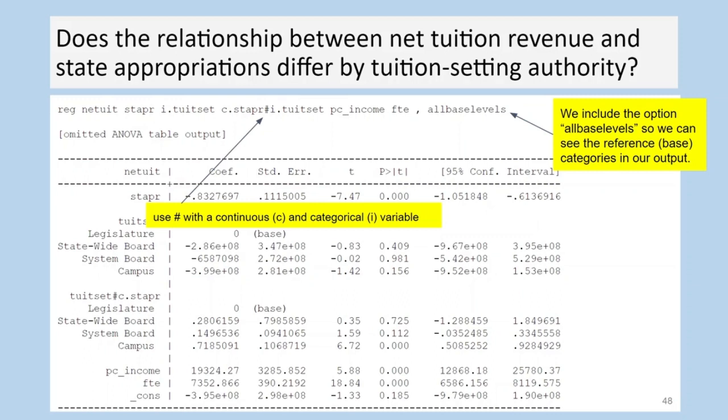Compared to what? The legislature. So everything that you're talking about is compared to the legislature, right? And we're looking at net tuition as it relates to this. So there's no difference by tuition setting authority with regard to net tuition revenue. Again, it's comparing this to, of course, the legislature, right?